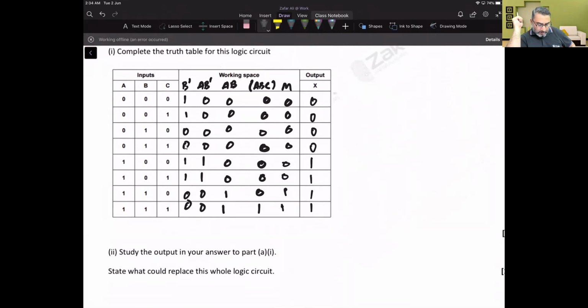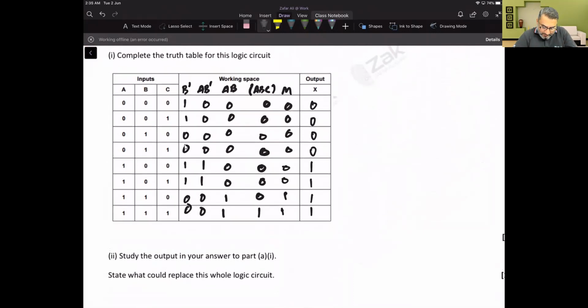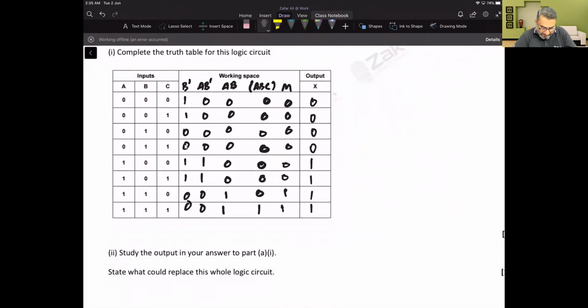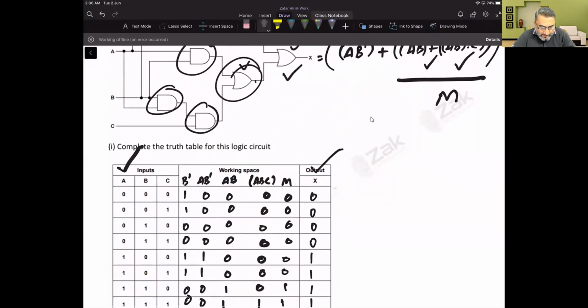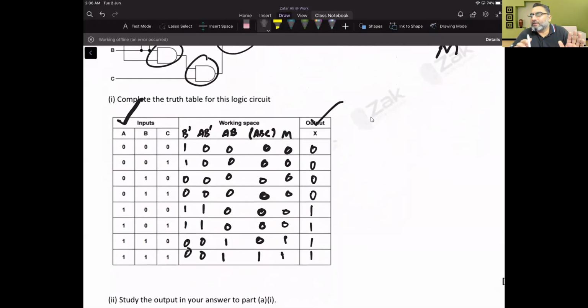could replace this whole logic circuit. Study the output in your answer in part A1 and state what could replace this whole logic circuit. So what comes to your mind? If you could observe, A and X are the same. So whatever the input in A is, that is the output for X. A has 4 zeros, so X has 4 zeros, and A has 4 ones. So whatever the input at A is having an effect on X, other inputs have no effect on X.